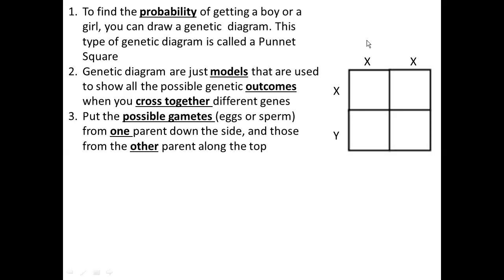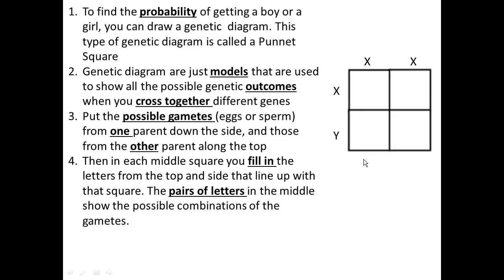Put the possible gametes from one parent down the side and those from the other parent along the top. In this case, I put the female gametes on the top and the male gametes on the side. Then in each middle square, you fill in the letter from the top and the side that line up with the square. The pairs of letters in the middle show the possible combinations of gametes. So you need to cross each top gamete with the side gamete.